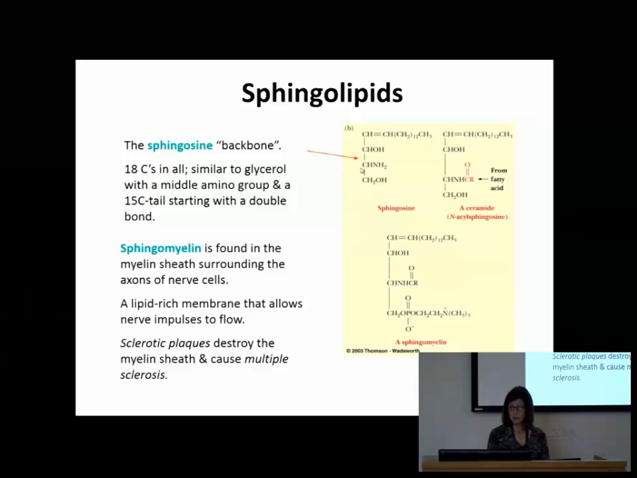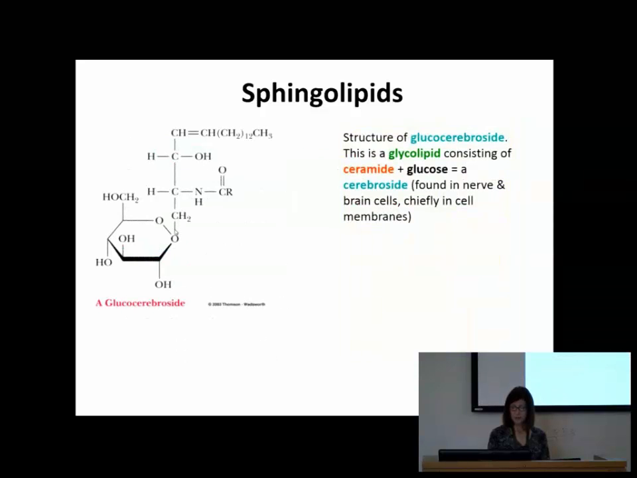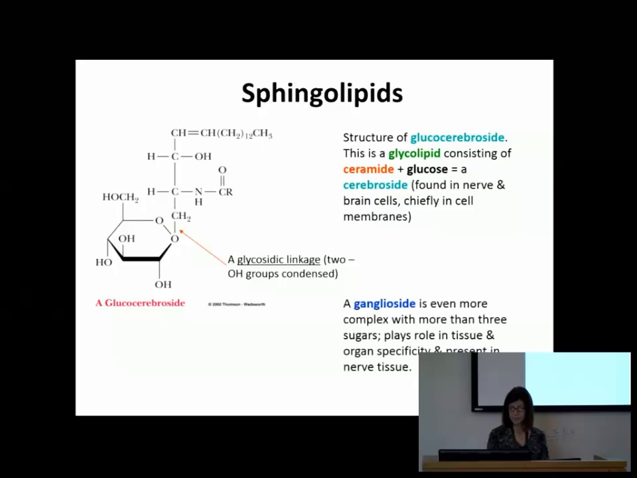Look at this. Here, this is our long chain, 1, 2, 3 carbons, the OH, the amine, and instead of the OH, we're going to put it in with a sugar, and this is a glucocerebroside. And we find it in nerve and brain cells. We can have gangliosides, which I'm not even going to show here, that get even crazier. So those are our sphingolipids.